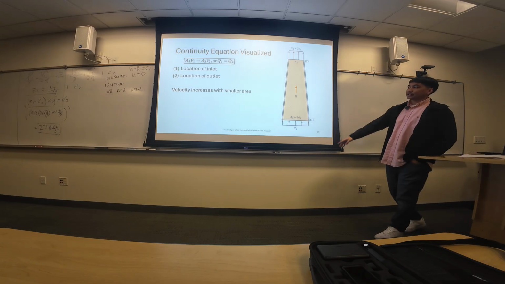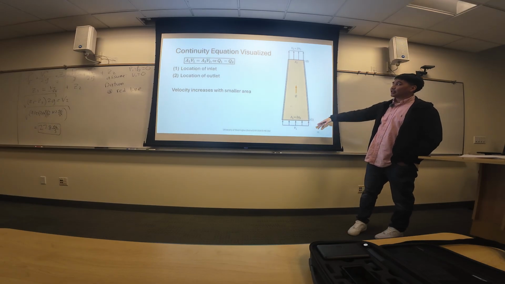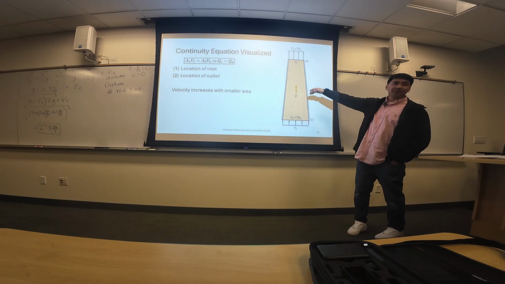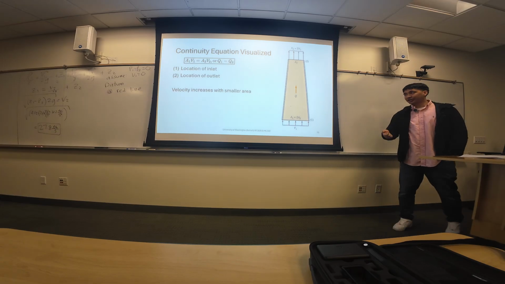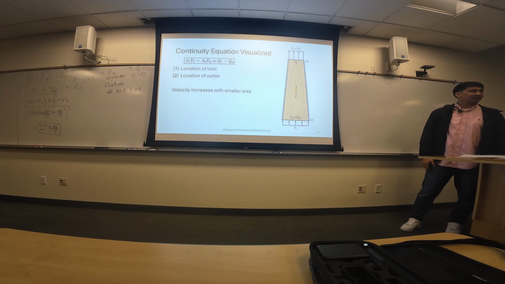Okay, so like I said, 1 is the location of the inlet, 2 is the location of the outlet, and velocity increases once the area gets smaller, right? Just like you're washing something, close the hole, right? Pressure increases. And that's all that equation is talking about. Any questions about that? Okay, good one to have on your equation sheet.